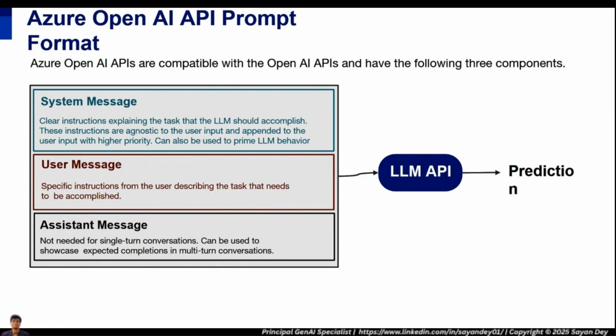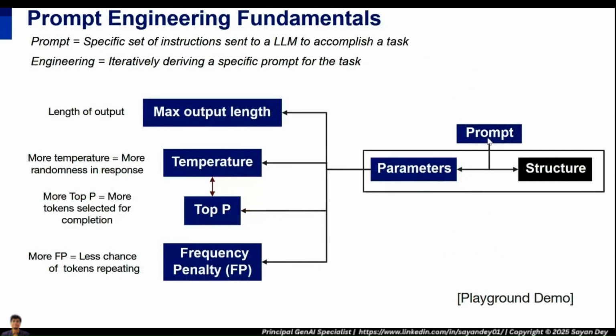So system message is once again the overall behavior of your system. User message is where you're giving specific instructions on what to do. And assistant response is whatever response the assistant is giving in the process. These are the three different types of things we saw.